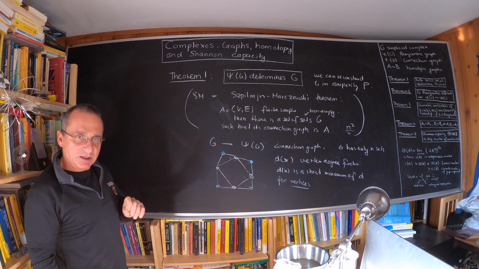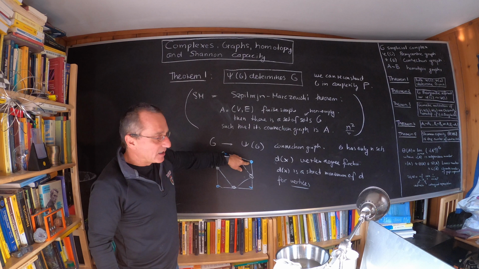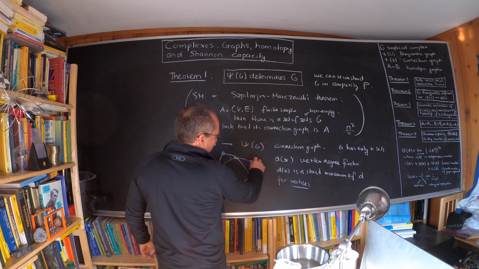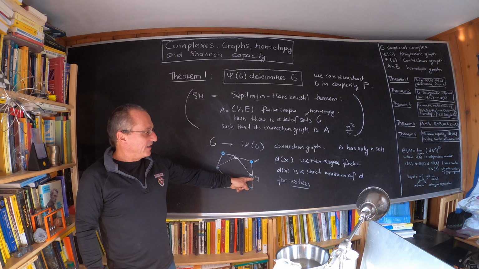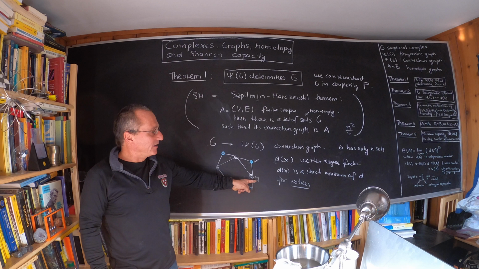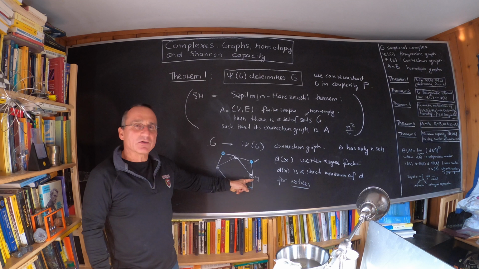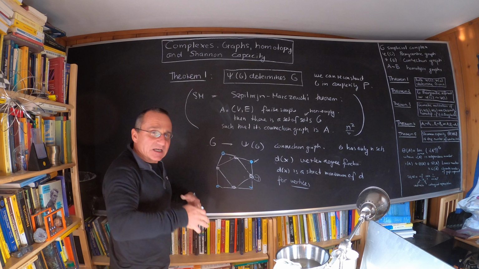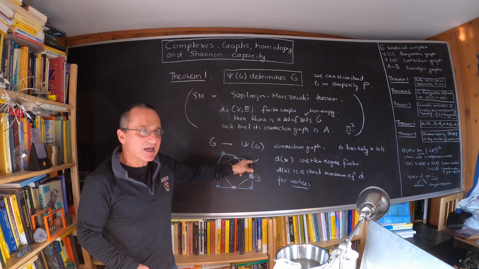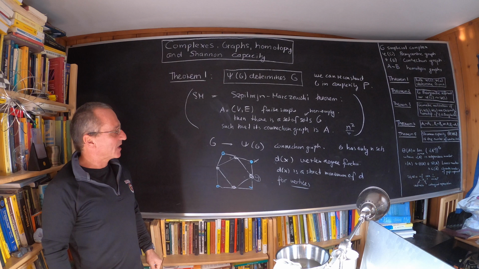You can see that pretty quickly. If this is x, and you have a point y which is connected to it, the only possibility is that x is contained in y, because x is zero dimensional. But then anything connected to x is also connected to y. So y has more points as neighbors than x. The unit sphere of x is contained in the unit sphere of y, and strictly contained, so the degree is larger. That's the first observation.